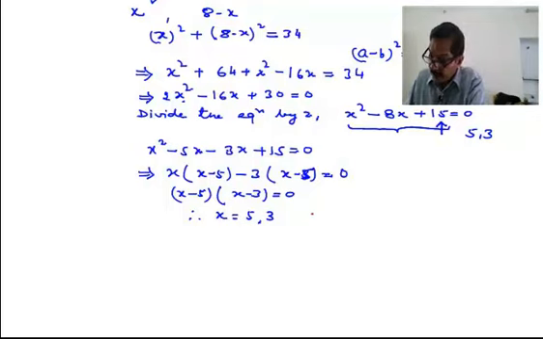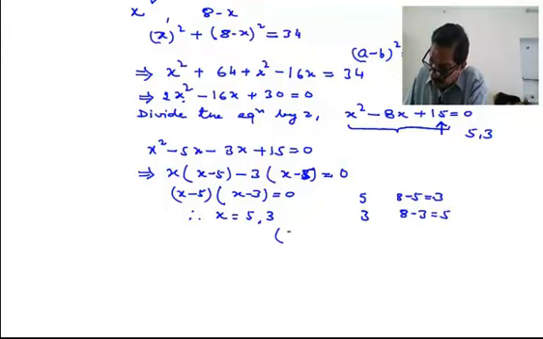Now if I take the first number as 5, then the other number will be 8 minus 5, which is equal to 3. And if I take one number as 3, the second number will be 8 minus 3, which is equal to 5. So one number is 3 and the other number is 5, which is my solution.